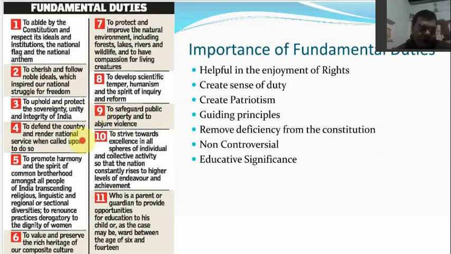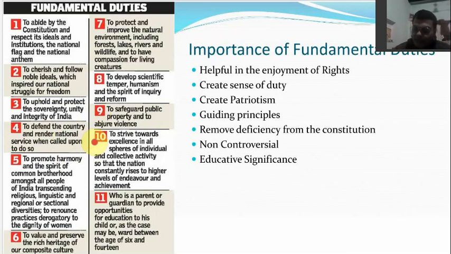Okay, to defend the country and render national service when called upon to do so. If there is an emergency situation, and you're called upon to serve in the army or some other matter, you have to go there. You have to serve your country. You have to defend your country. That's your duty. I mean, who will survive if India dies?